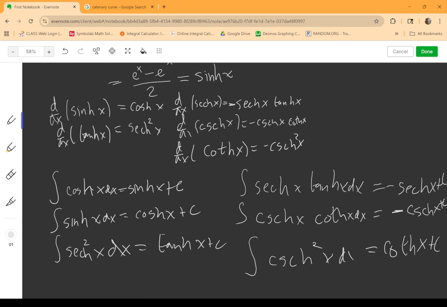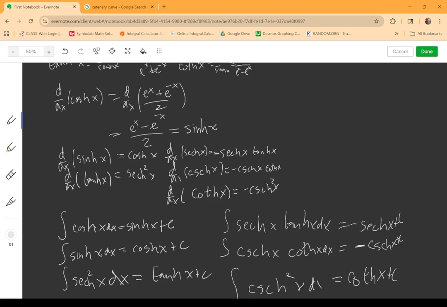Again, we have the formulas, so just make sure you can apply them and that you can derive them. If given a problem that says to prove the derivative of the hyperbolic tangent is hyperbolic secant squared, then you can use the exponential form to derive that formula.